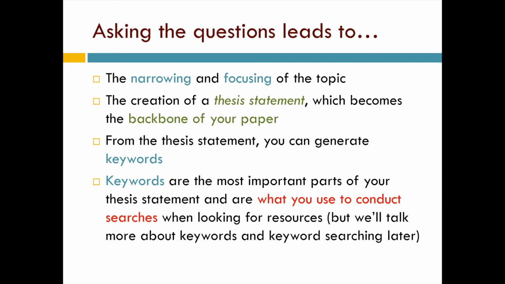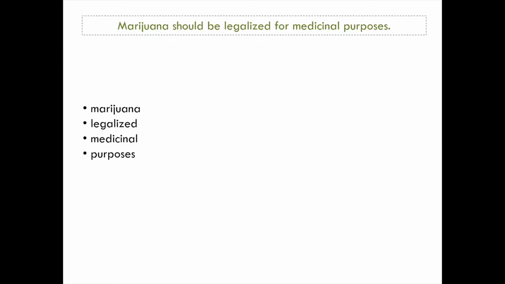One of the first things you should do as you're searching is keep a list of keywords. I will show you how keywords are important in the research process. This is an example of a list of keywords, and we'll also talk about related synonyms. You'll notice at the top, I have the start of a thesis statement. Marijuana should be legalized for medicinal purposes. From that thesis statement, I took the keywords marijuana, legalized, medicinal, and purposes and wrote them down in my list.